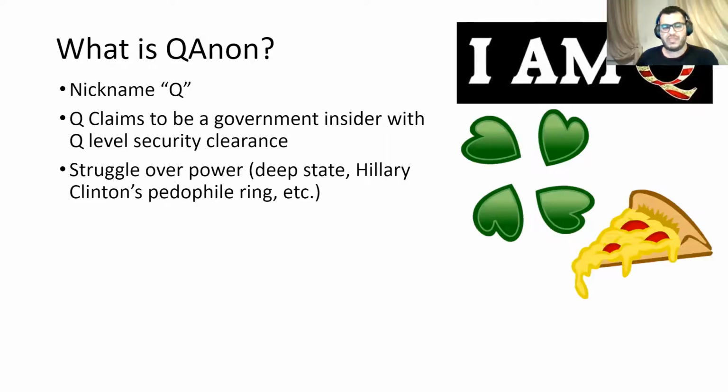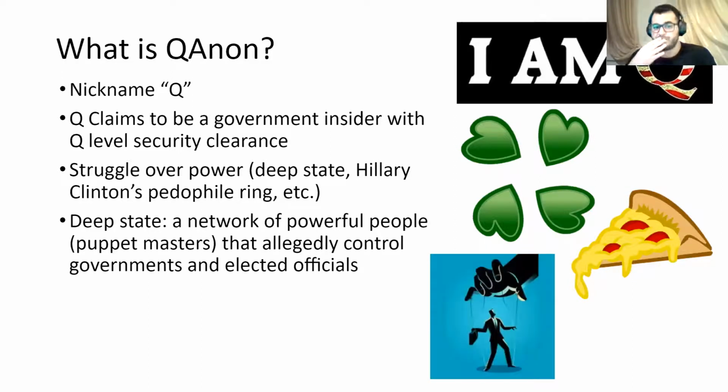Q claims in that thread that he read documents related to the struggle of power involving Donald Trump, the so-called deep state, and Hillary Clinton's pedophile rings. The deep state is believed to be a secret network of powerful and influential people, including politicians, military officials, celebrities, and even intelligence agencies, that allegedly control policy and governments underground, while the officially elected people merely serve as puppets to the puppet masters, the deep state.